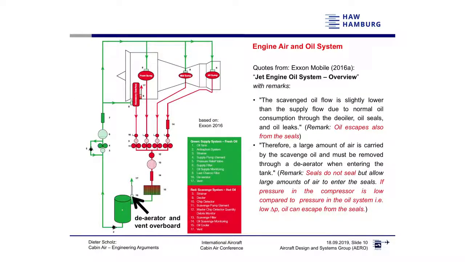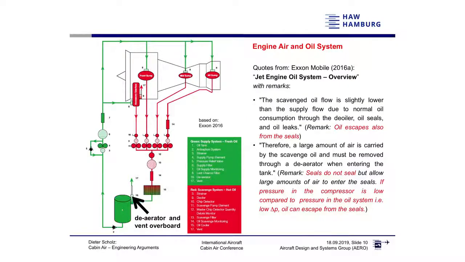And here you see the oil system. Here's the engine, here are the oil sumps with bearings, and the oil is pumped into the bearings, coming out here, and it is going to a deaerator and then back into the oil tank. Now, because we are pressing air all the time into the oil, the air also needs to go out from the oil. Otherwise, you will have a compressed system. Well, there are some quotes from Exxon where they kind of admit that all this happens.